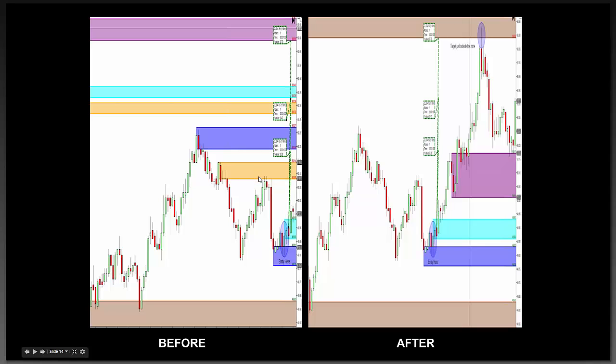But the question is not how well did the zones do on this particular day, it's how well can they do today? How well did they do today? So let's go ahead and take a look at that.